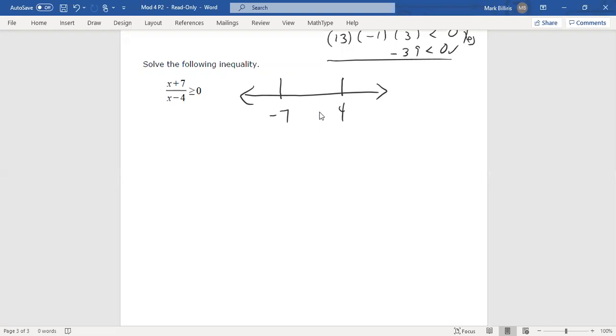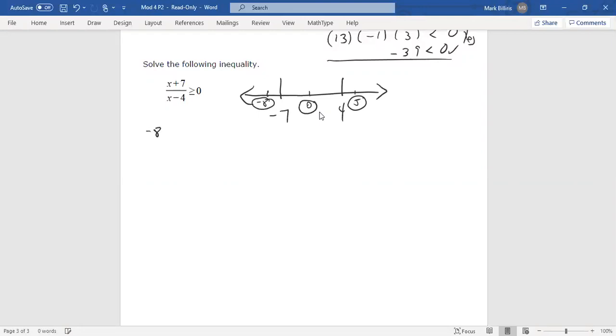So now I choose test points. And again, I choose one to the left first. So -8, a number in between -7 and 4. And again, I like to use 0 whenever possible. And a value to the right of 4 on the number line. And that could be 5. So now I plug them in. So I start with -8.